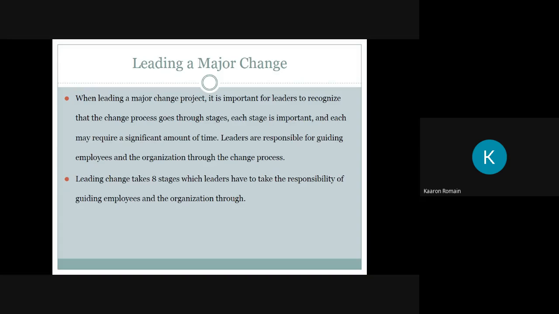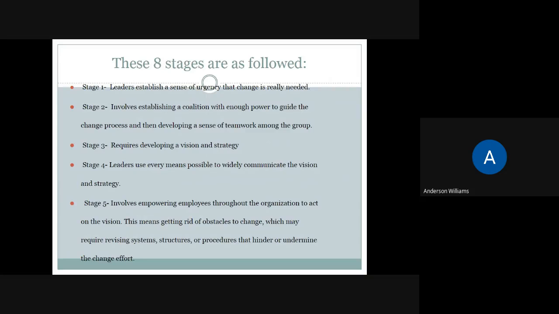When leading a major change project, it is important for leaders to recognize that the change process goes through stages. Each stage is important, and each may require a significant amount of time. Leaders are responsible for guiding employees and the organization through the change process. Leading change takes 8 stages, which leaders have to take the responsibility of guiding employees and the organization through. These 8 stages are as follows.